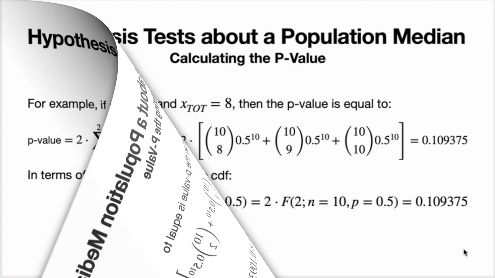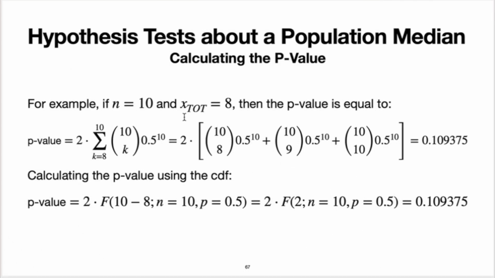0.109375. On the other hand, if the observed value of x_tot was 8, so 8 is greater than 10 over 2, which is 5, then we would use this version of the p-value formula to calculate the p-value. And that again would be 0.109375. If we were to calculate it using the formula specified in terms of the CDF, then it would be 2 times the CDF evaluated at 10 minus 8, where n is equal to 10 and p is equal to 0.5, so 2 times the CDF evaluated at 2, which again is 0.109375.